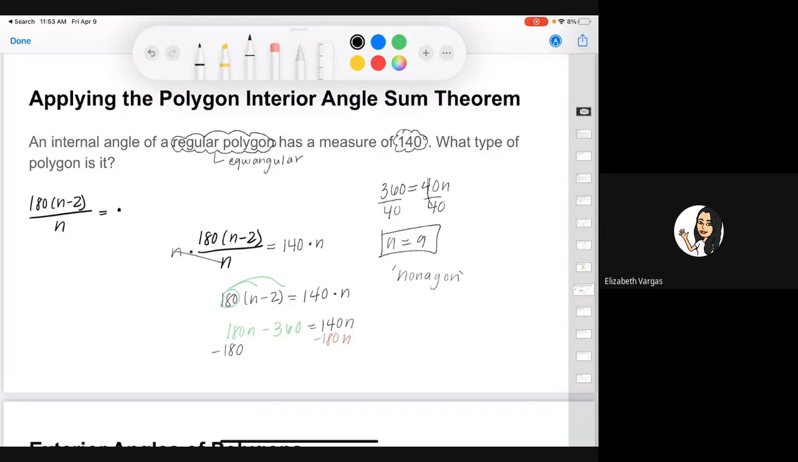And again, I'll share a table with you that tells you, depending on the number of sides, you would name it like this. So we would work backwards using this equation to solve for n, the number of sides.